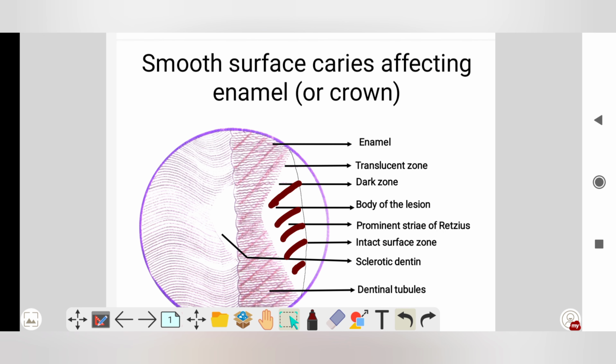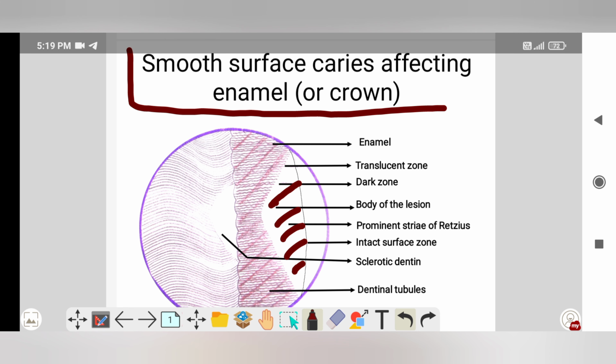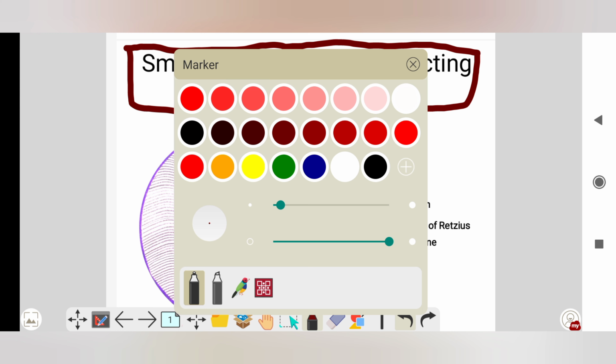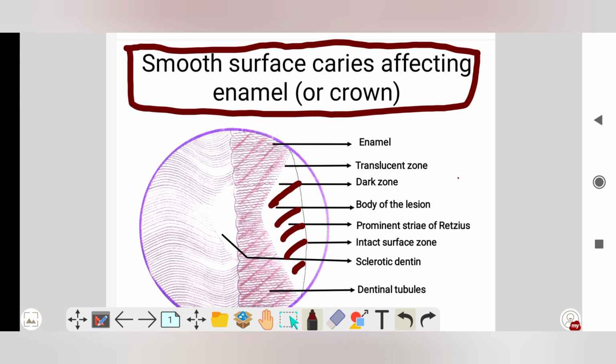So this is another video about dental caries. This is another type of dental caries, that is the smooth surface caries that affects the enamel. Okay, so where can you find smooth surface caries? Smooth surface caries are mostly found on the proximal surface, only the proximal surface, mostly the mesial and distal surfaces.